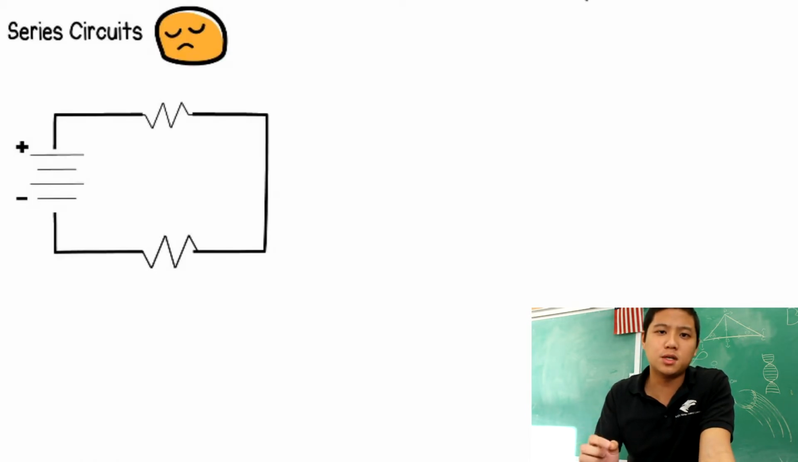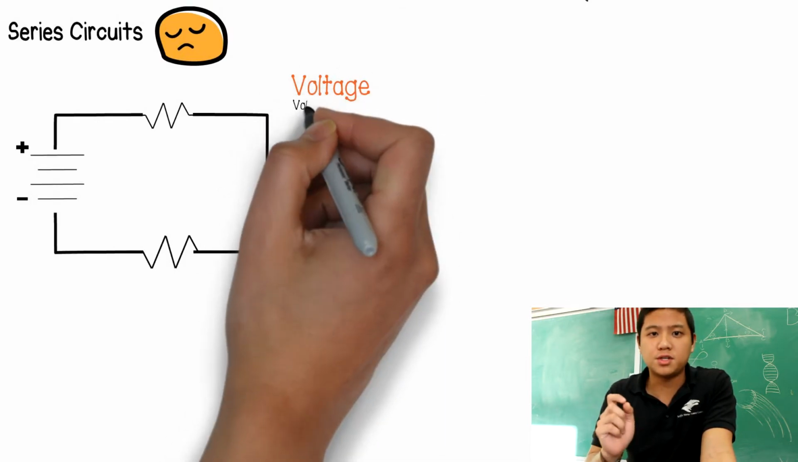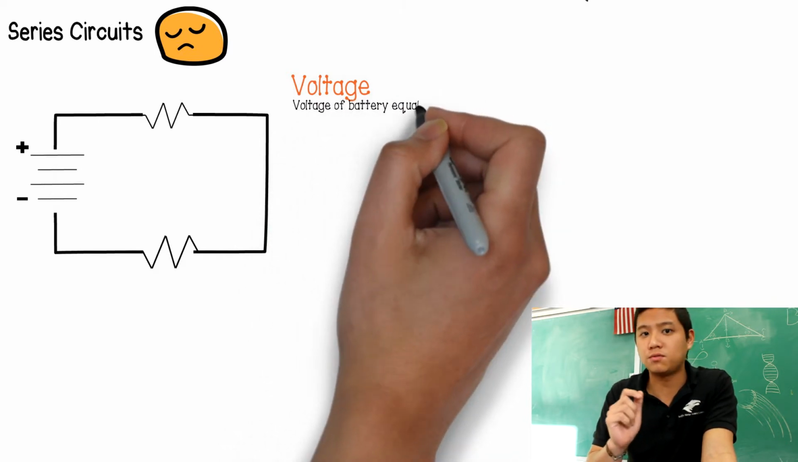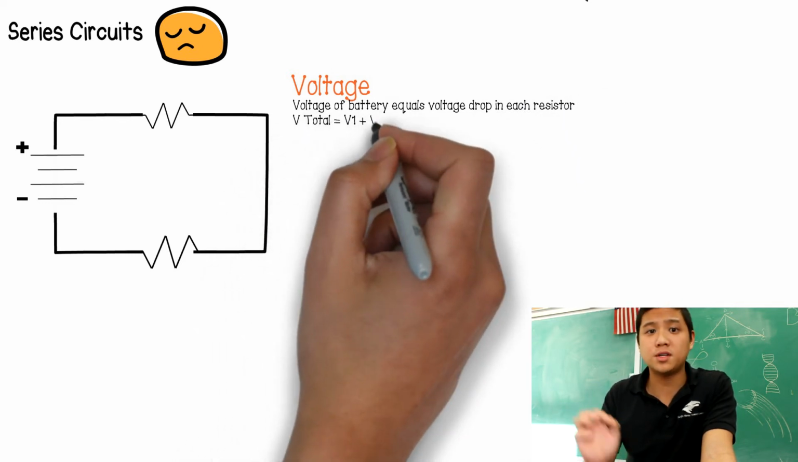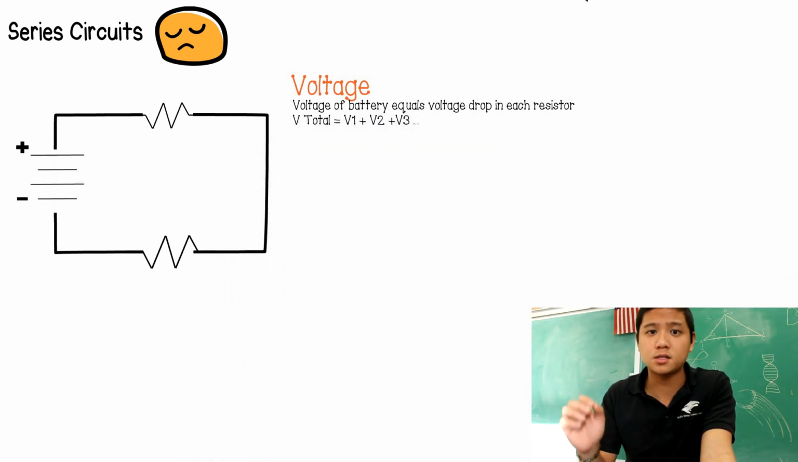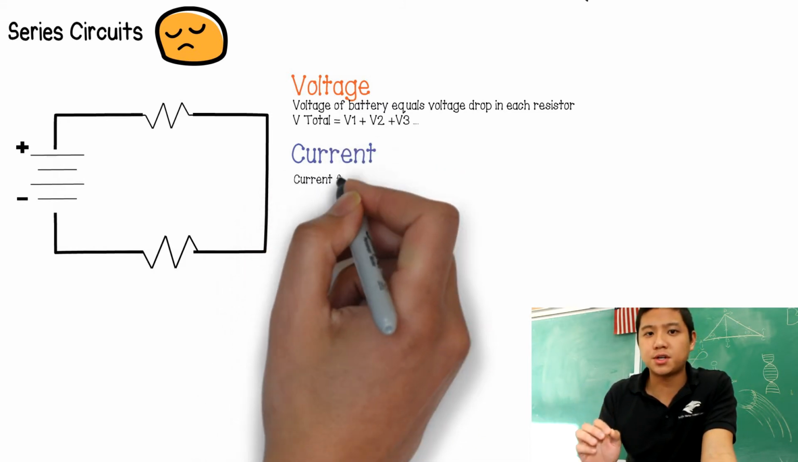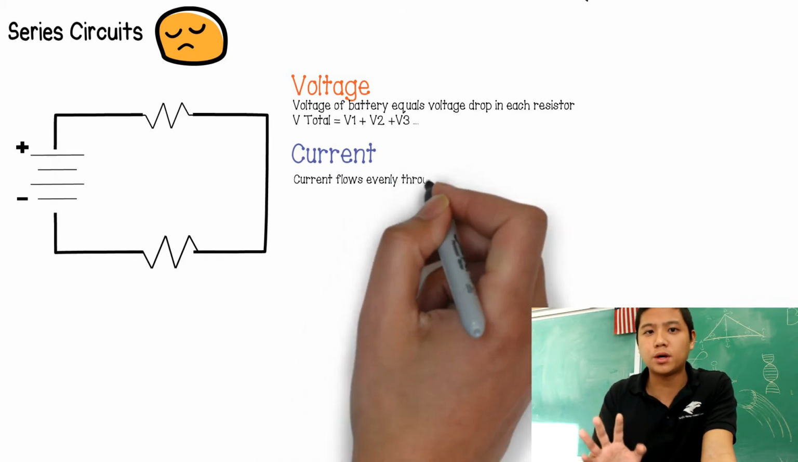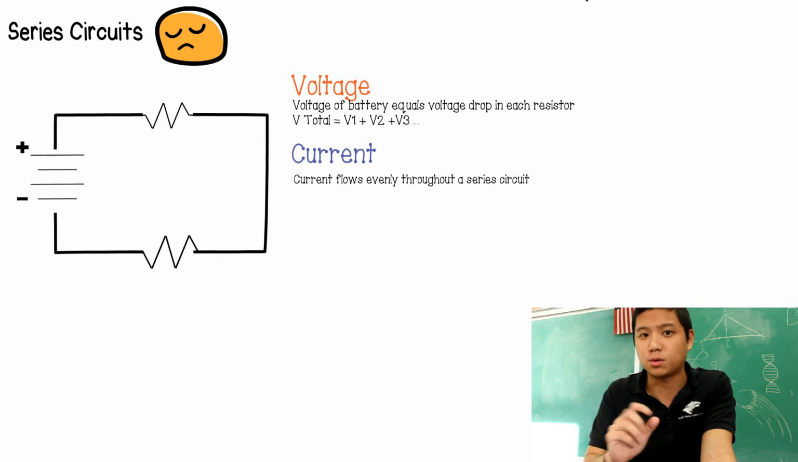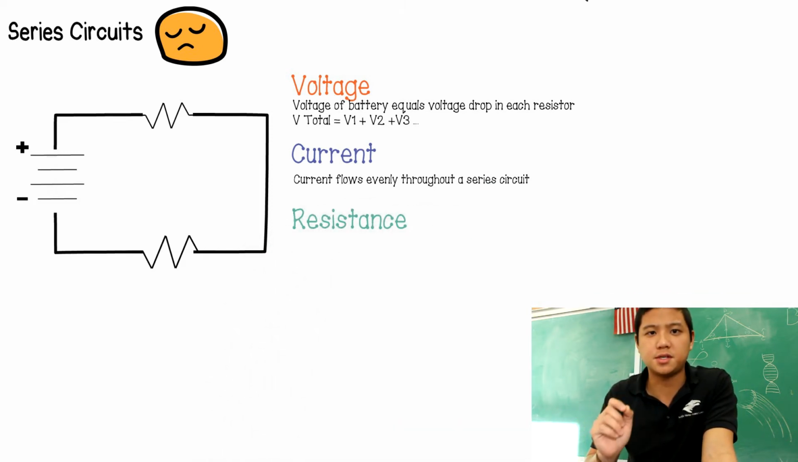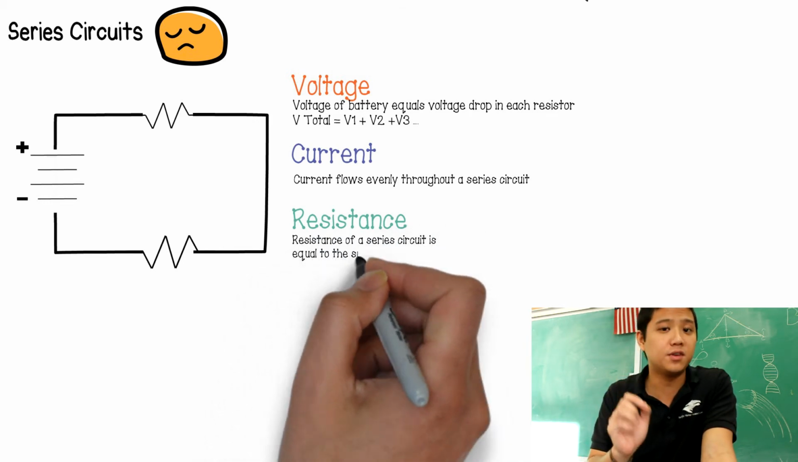Now let's talk about the voltage, the current, and the resistance within a series circuit. The total voltage in a series circuit is going to be equal to the voltage drop across each of the individual resistors. So V total is going to be equal to V1 plus V2 plus however many resistors we have. Current in a series circuit is equal everywhere. So everywhere around our series circuit, the amount of flow going through that circuit is equal. Now to find the total resistance in a series circuit, all we would need to do is add up each individual resistance of each of our resistors.